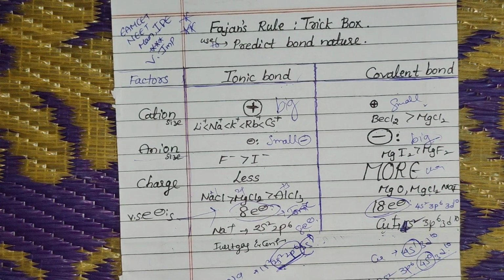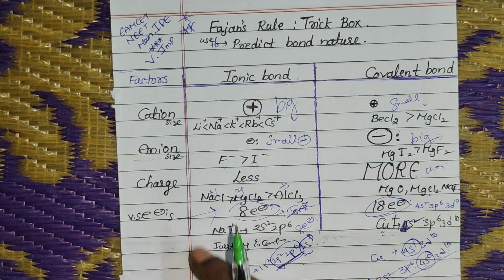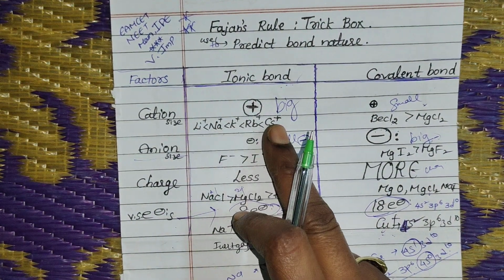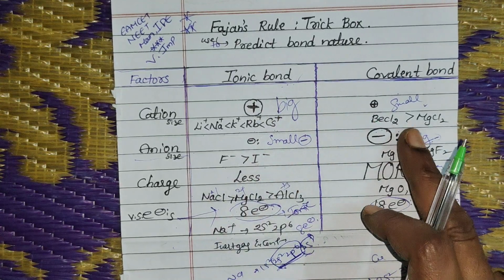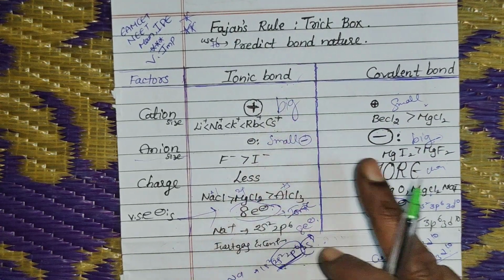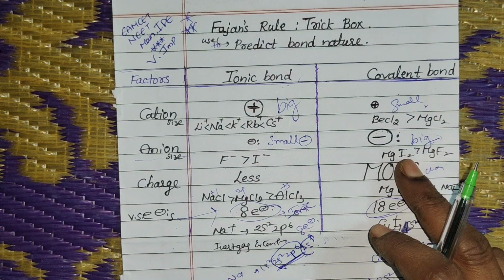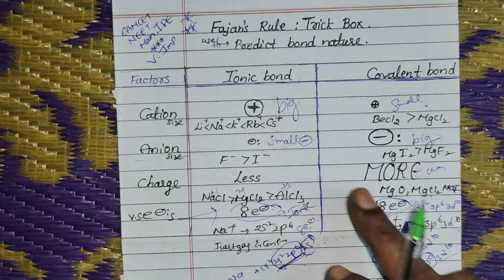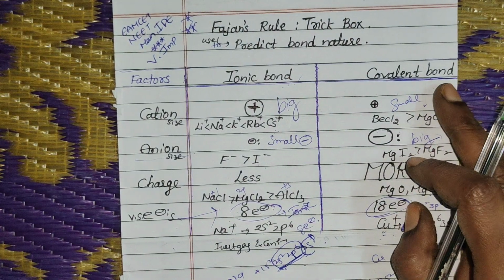So these are the 4 criteria we have to take. Once again, listen: cation, anion, charge, valence electrons. A big cation prefers ionic bond, a small cation prefers covalent bond, a small anion prefers ionic bond, a big anion prefers covalent bond, less charge prefers ionic bond, more charge prefers covalent bond.